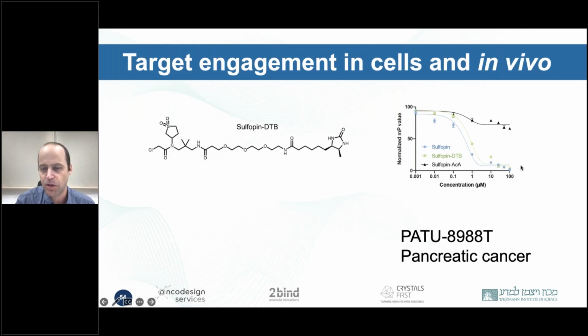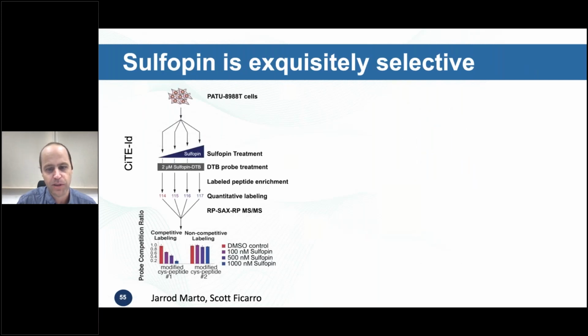It has similar potency in the fluorescence polarization assay, so we could use it to label PIN1 and then compete it with our compound, and we saw very nice target engagement in cells. And to assess the selectivity of this in cells, we use 2 chemoproteomics platforms.